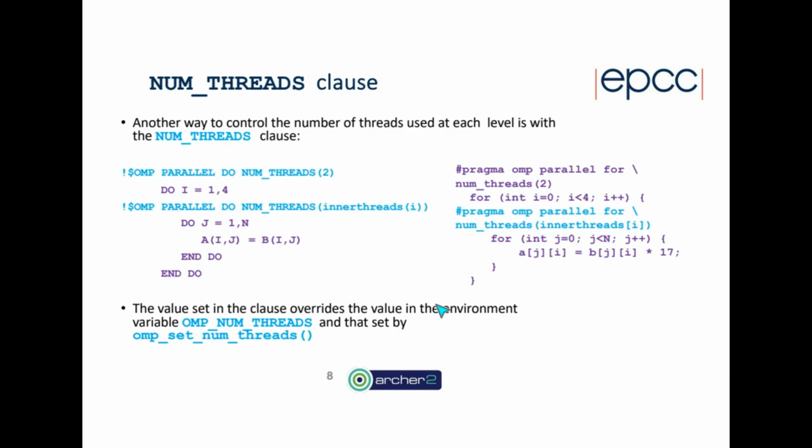Again, this is really a software engineering issue. Do you want the number of threads to be specified at the point where you're creating the parallel region? In that case, if you've got lots of parallel regions in your code, you might end up having to edit a lot of code to add this to every single instance of parallel region. That might not be very convenient.